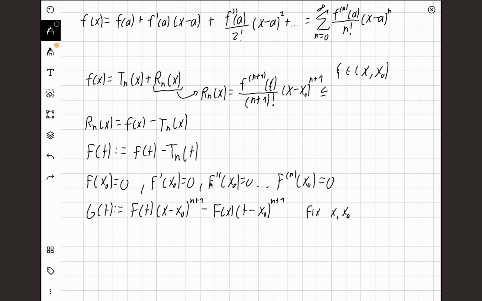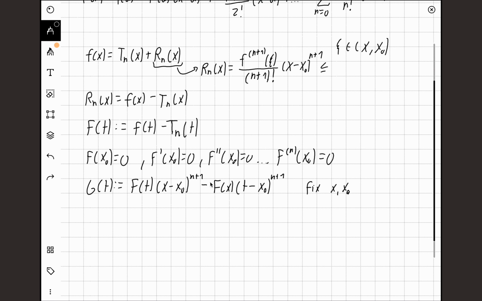So you just define this function, and now we'll see that everything else will start being really clean and really satisfying. So first of all, let's look at what g of x equals. g of x equals, well, f of x, as t is the variable, times x minus x0 to the n plus 1. Again, these are just constants.